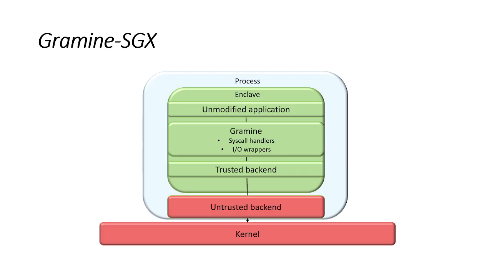A library OS allows unmodified applications to be run inside an enclave while providing interceptions for expensive operations like syscalls and I/O, such that the application doesn't need to exit the enclave for every one of them and further expose itself to untrusted entities like the kernel.